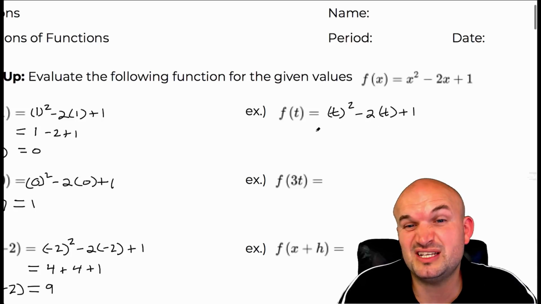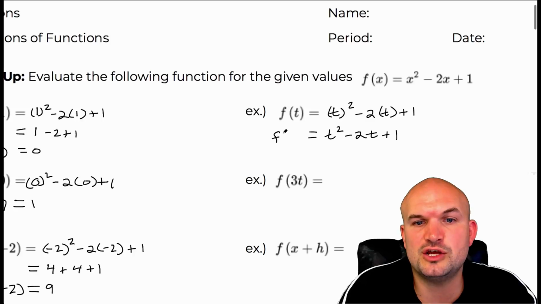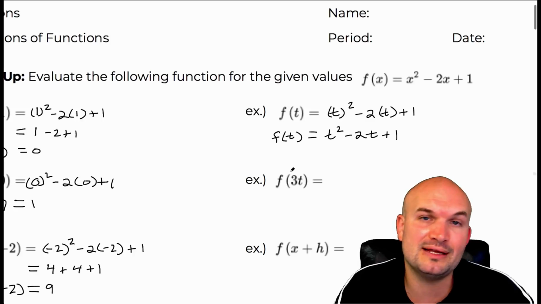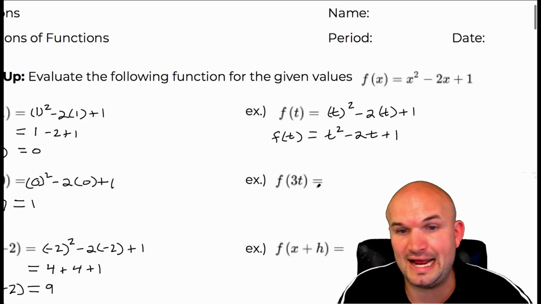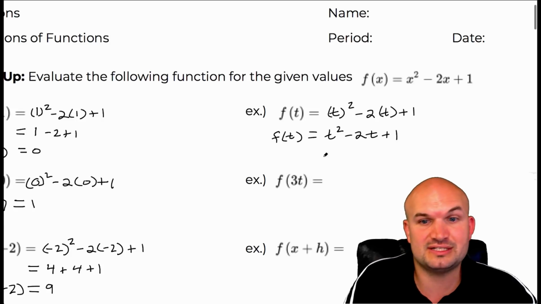Plus 1. And there's really nothing else I can do to simplify this, so I'm just going to rewrite it without parentheses. I like to do the parentheses just to know that that's the operation that I'm applying, but then again, there's really nothing else I needed. You could do a letter and a number, like in this case, it's 3t.